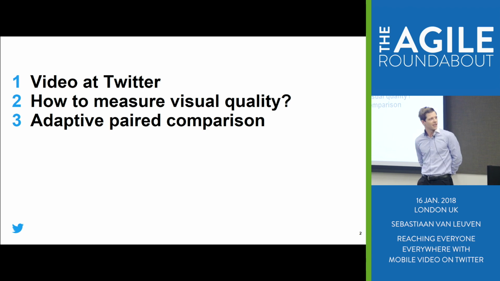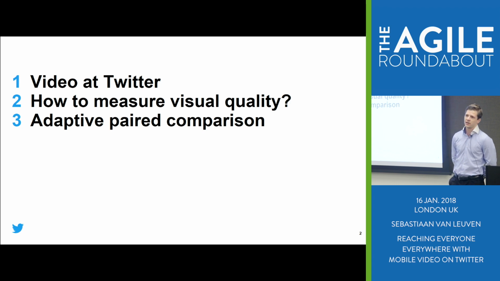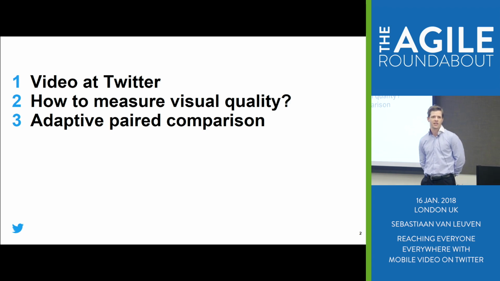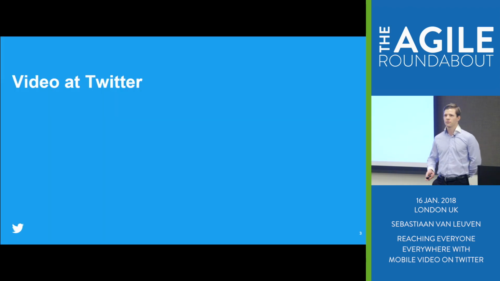If you're not aware why I'm standing here in front of you and talking about video at Twitter, that's why I'm going to have the first bullet point to discuss what video is at Twitter. Secondly, I'm going to discuss with you what we're doing in terms of visual quality. And I will highlight first what are existing visual quality metrics, and secondly, I will discuss a method which we have developed to improve existing systems. But first of all, video at Twitter.